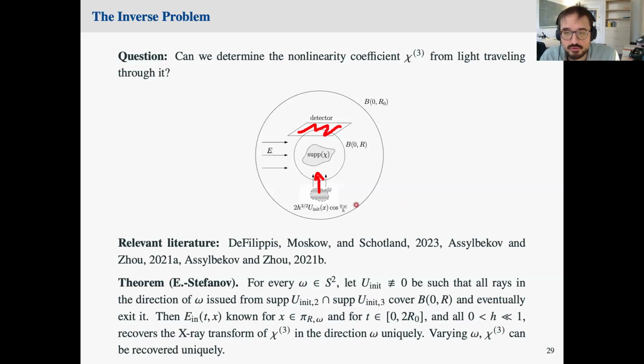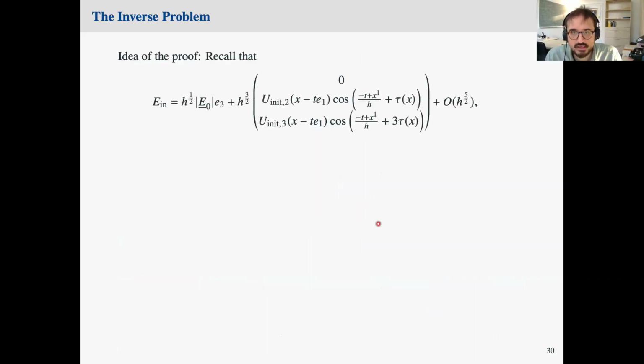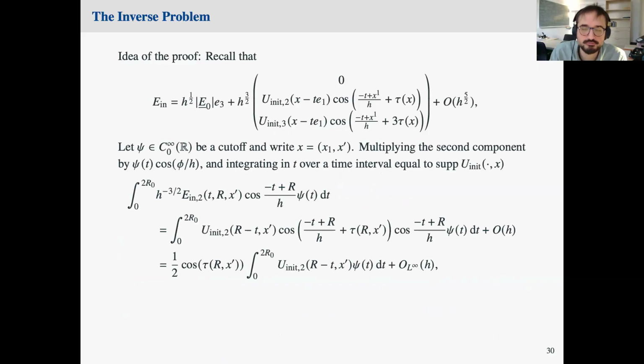And so then, if you move your initial conditions around in the direction from which you probe, you can recover the X-ray transform in every direction. Here the idea is in a way similar: you look at your leading profile, which was also what we did in the Westervelt equation, and you essentially want to use a product of cosines formula to try to extract the tau out of, say, the second component.